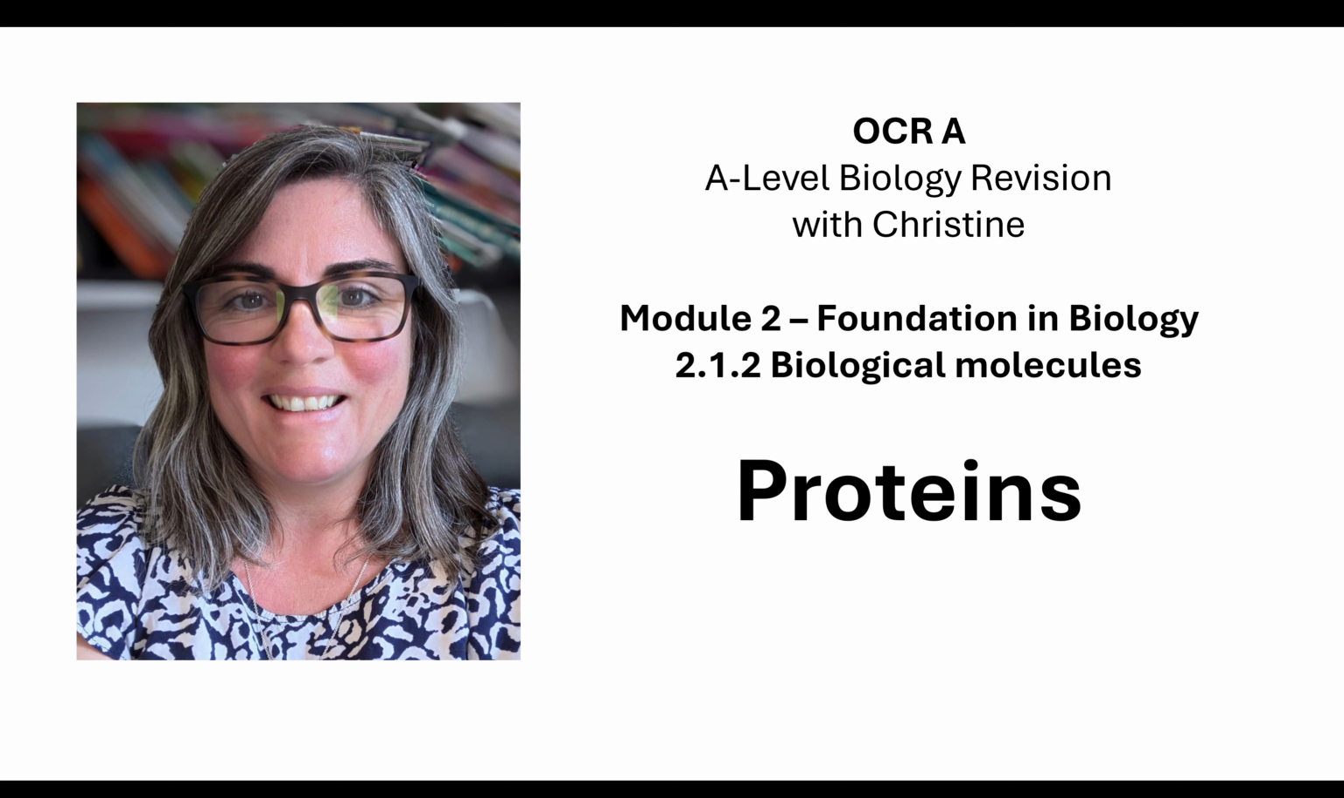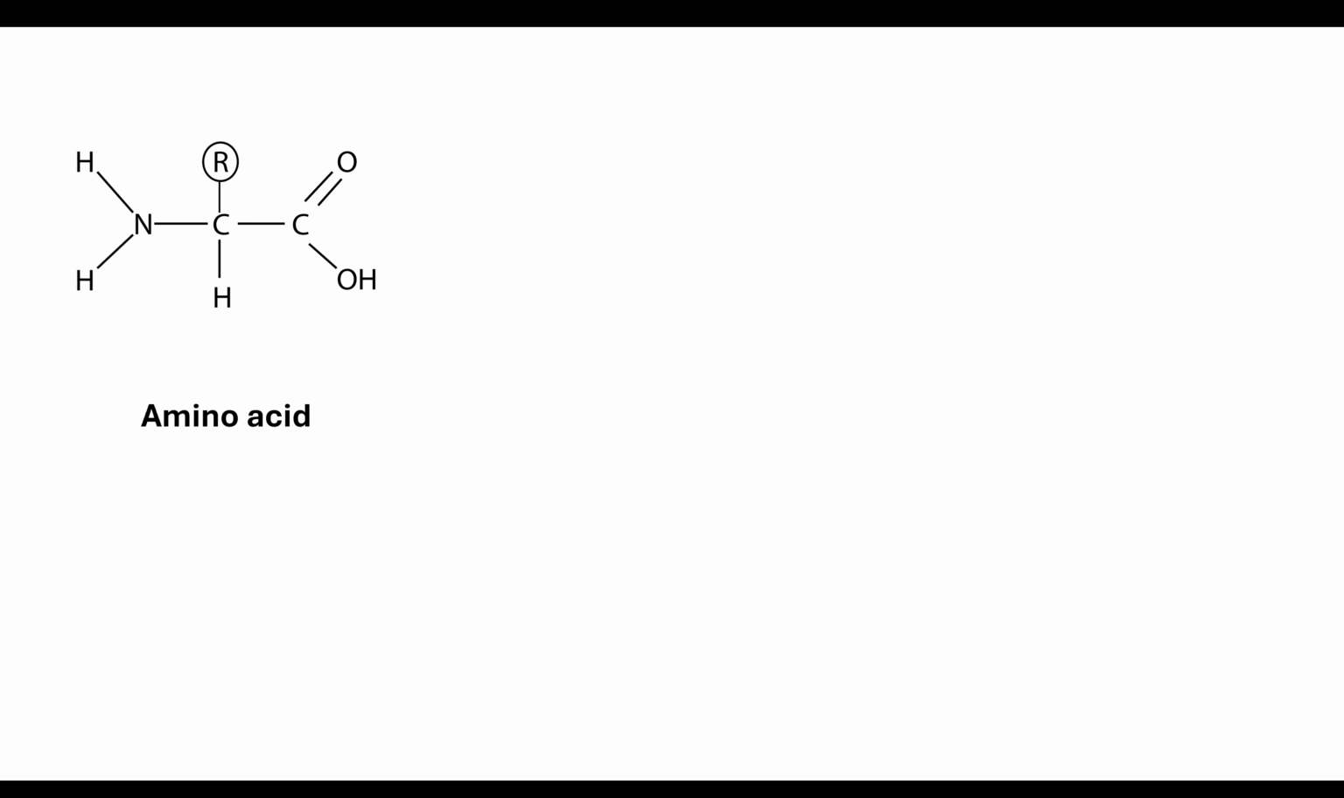So today's lesson I'm going to look at proteins, which is part of your biological molecules module, which is module 2. So amino acids then are the monomers which come together to make the macromolecule, which is our proteins. So you need to know the general structure of an amino acid.